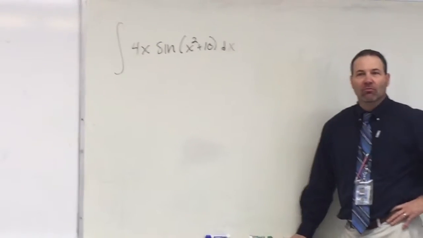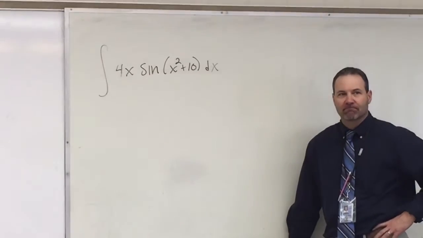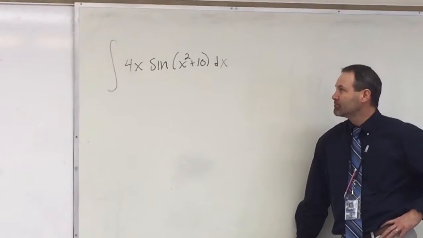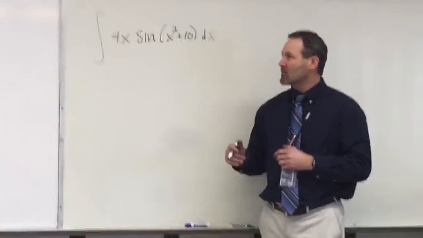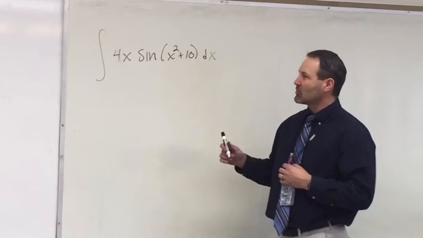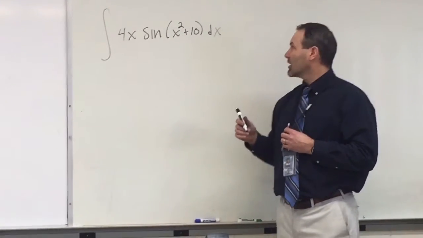Okay, so step 1 is to choose our u. Do all the x's turn into u's, or do we have to choose specifically what is u? So remember, u is generally a quantity squared inside a parenthesis, or it might be an exponent or a square root. So what do you think u might be? X squared plus 10. Excellent.